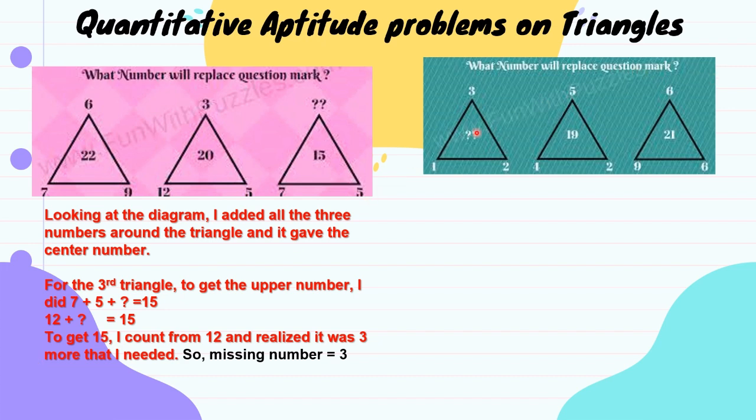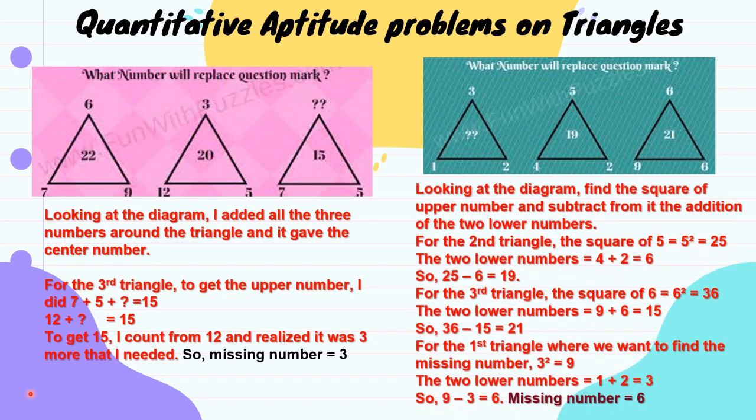Let's look at another question. What number will replace the question mark? This one gave me a bit of thinking. I tried addition, it didn't work. I tried subtraction. I tried multiplication until I came to an answer. So with quantitative reasoning, sometimes you need to sit and check and think deeply, maneuvering the different basic operations: addition, subtraction, multiplication, division. You can even check squares of numbers and square roots. Looking at the diagram, find the square of the upper number and subtract from the addition of the two lower numbers. You can see that one is a bit technical.